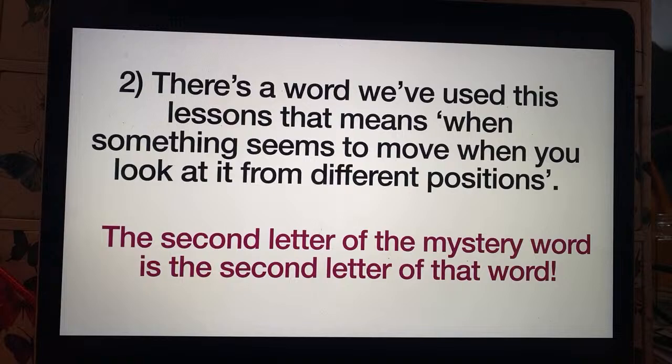What's the word we use for when something seems to move, even though it's not moving? The second letter of that word. Can you write that down? But yeah, I'll make it a bit easier for you before I give you the answer.